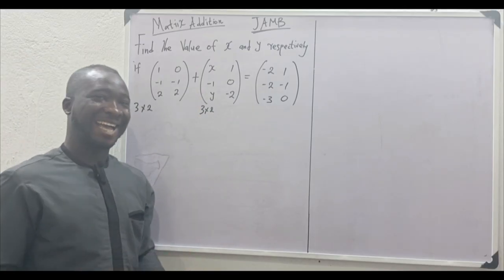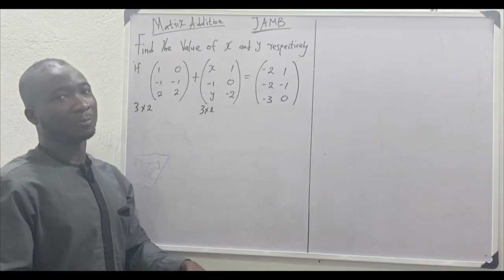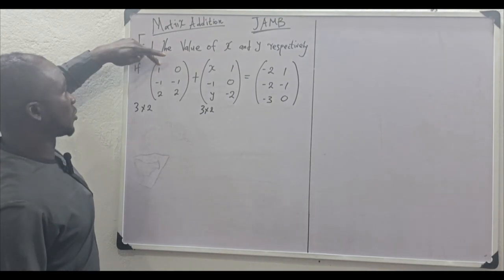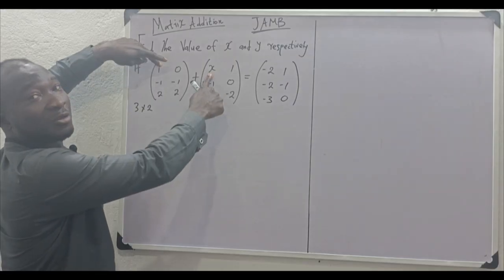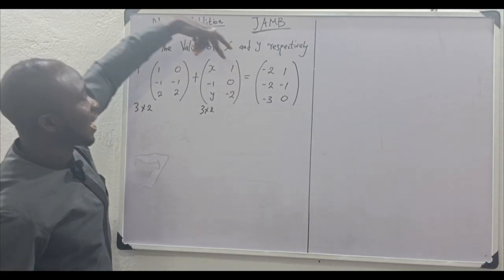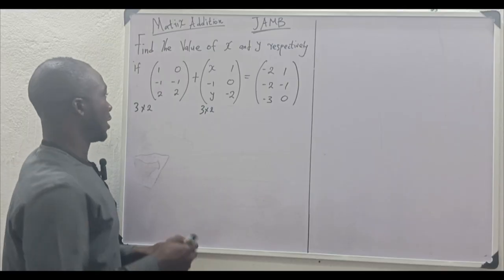And how do we then add? We simply add the elements in the same position. In other words, the element in the first row, first column will be added to the element in the first row, first column here. The element in the first row, second column will also be added to the element in the second column here, in that order. So here we go.